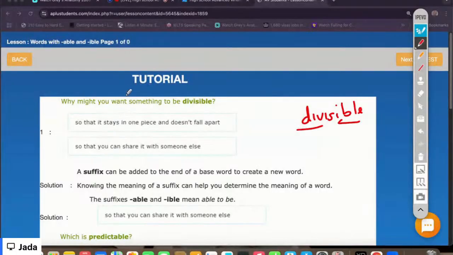So what does divisible mean? So that it stays in one place and doesn't fall apart, or so that you can share with someone else. Now the able here means able to be. So the answer would definitely be so that you can share it with someone else. If something is divisible, it means that you can share it with other people. That's what divisible means. So you have to take note of the meaning of the suffix. It's very easy if you understand the meaning. It can help you get the answer or understand the question easier.